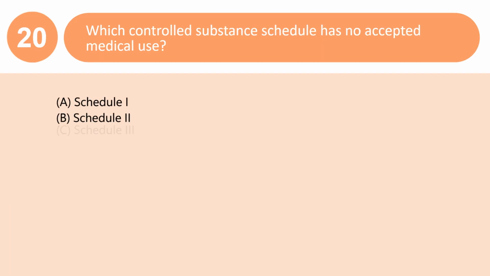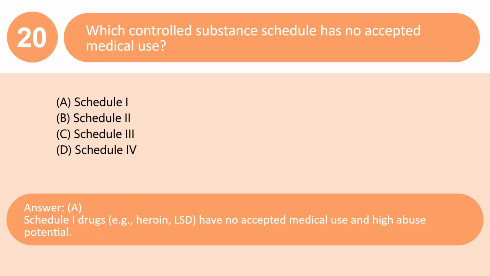Which controlled substance schedule has no accepted medical use? A. Schedule 1, B. Schedule 2, C. Schedule 3, D. Schedule 4. Answer, A. Schedule 1 drugs, e.g., heroin, LSD, have no accepted medical use and high abuse potential.